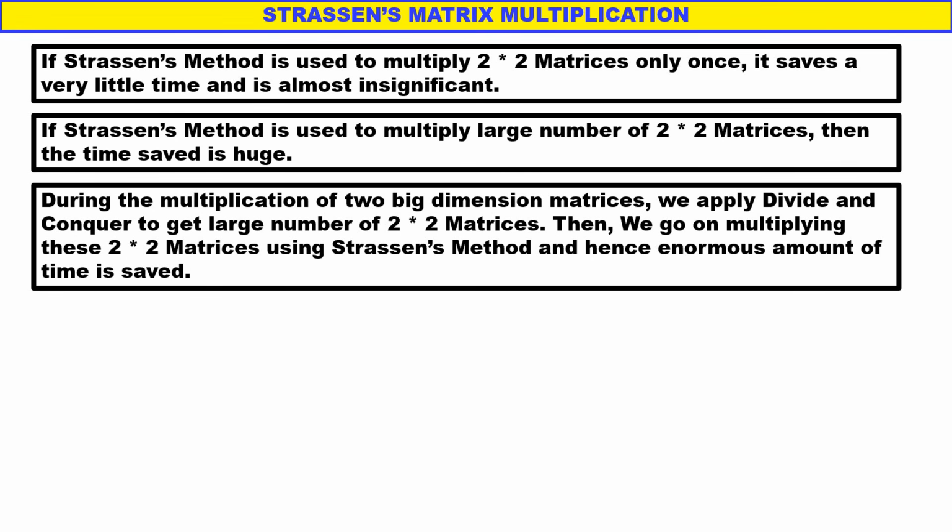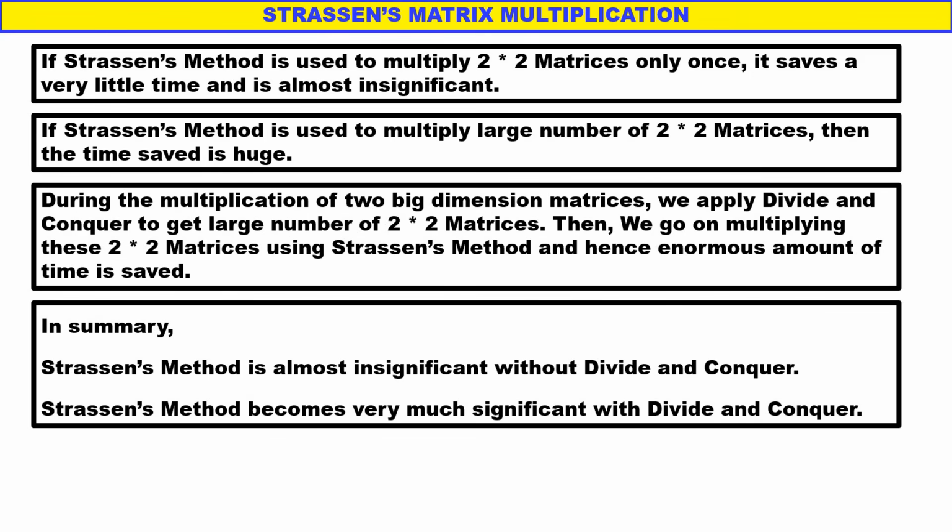Meaning, during the multiplication of two big dimension matrices, we apply divide and conquer to get a large number of 2 cross 2 matrices. Then we go on multiplying these 2 cross 2 matrices using Strassen's method. And hence, an enormous amount of time is saved. This is the contribution of Strassen's. So in summary, very important, Strassen's method is almost insignificant without divide and conquer. Strassen's method becomes very significant with divide and conquer.